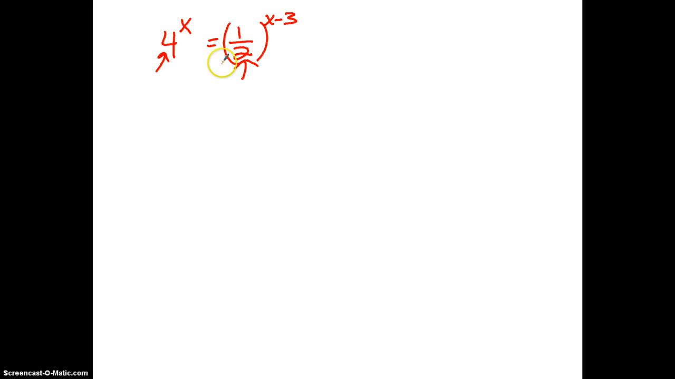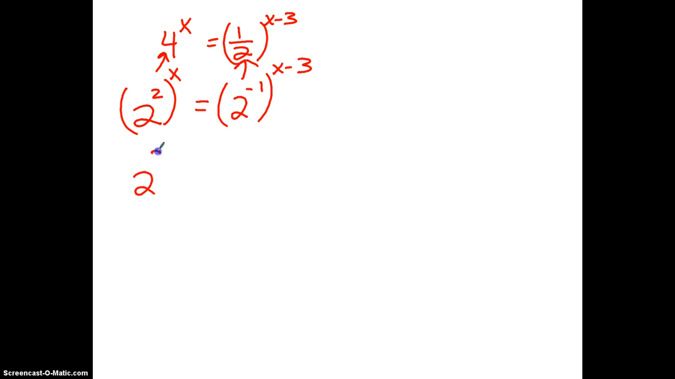Well, we can write both of these in base 2. 4 is 2 squared, and this is to the x power. 1/2 is the same thing as 2 to the negative 1 power. Remember, this takes the reciprocal. This is to the x minus 3 power. Now, properties of exponents: this turns into 2 to the 2x, and this turns into 2 to the negative x plus 3. The negative switches this sign and switches this sign.